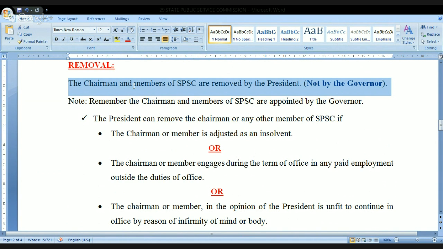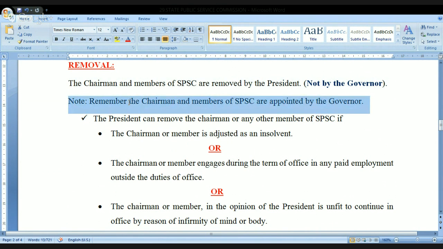At the state level also, the chairman and members are removed by the president and not by the governor. The governor, at the most, can suspend the member or chairman for a period of time, but the removal is done only by the President of India. How is the removal done? Same points, just like what I told you yesterday with respect to UPSC, same things are available here. Look at this note I have given.